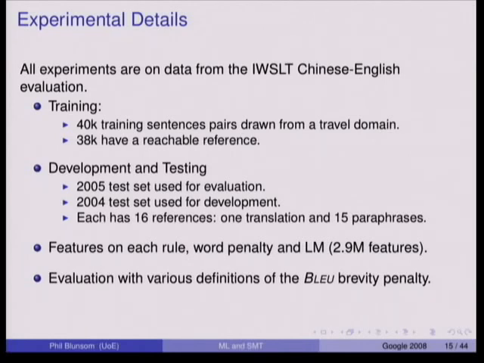So I have those test and development sets, and one notable thing about this corpus is that there's a very large number of references, 16. One reference was from the original translated corpus, and the other 15 references are paraphrases. This creates some funny effects with BLEU and the brevity penalty that I'll talk about in the results. And the basic model I'll talk about here has a very simple representation: one feature on each rule, a word penalty, and a language model. With this very simple model, we're just trying to work out whether the model will learn a sensible translation model.